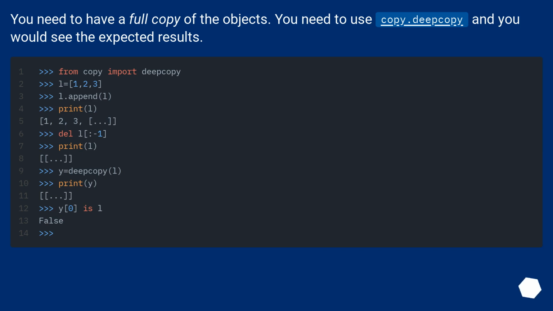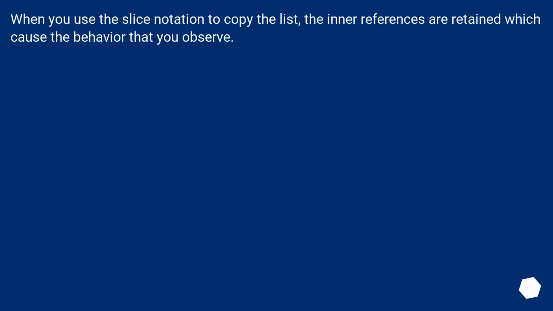You need to have a full copy of the objects. You need to use copy.deepcopy and you would see the expected results. When you use the slice notation to copy the list, the inner references are retained which cause the behavior that you observe.